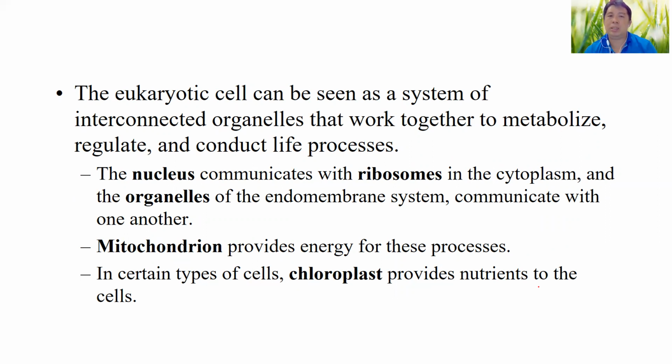So that means here you can see in a eukaryotic cell, it's like a system of interconnected organelles. For example, the nucleus communicates with the ribosome in the cytoplasm. So how do they communicate? In the nucleus, they have the chromosome, the DNA, which contains the hereditary information. Then this information will be transcribed into the mRNA, the messenger RNA, as you learned before.